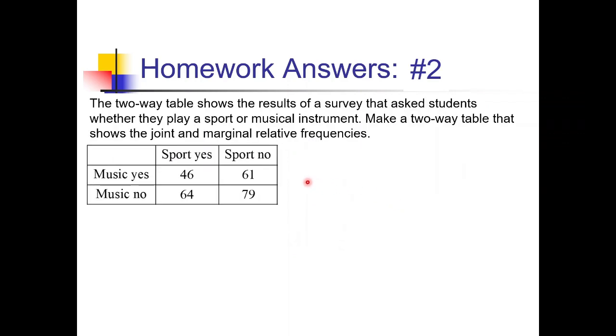On this one, we have a two-way table showing the results of a survey asking students whether they play a sport or musical instrument. They want us to make a two-way table that shows the joint and marginal relative frequencies of all this. In order to make this happen, we're going to figure out what all these add up to and then divide all of these by the total to get some percentages.